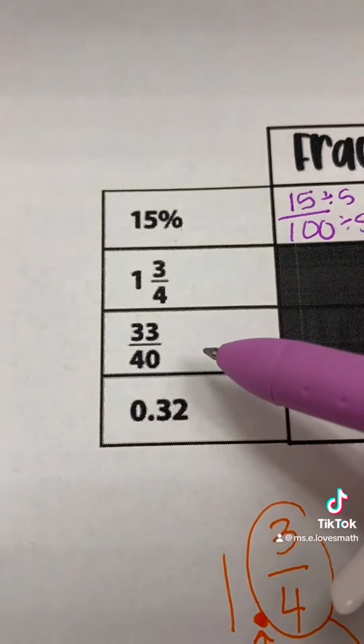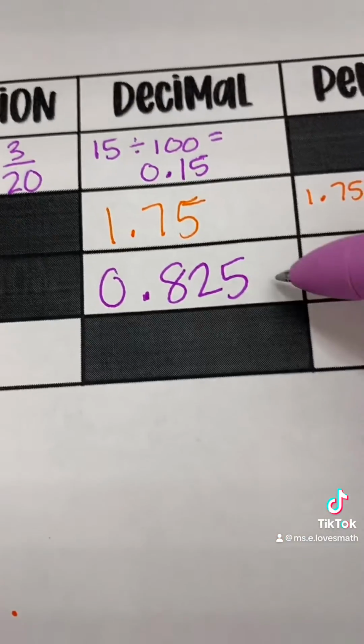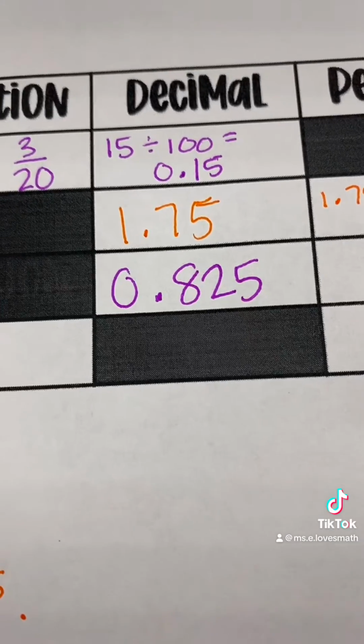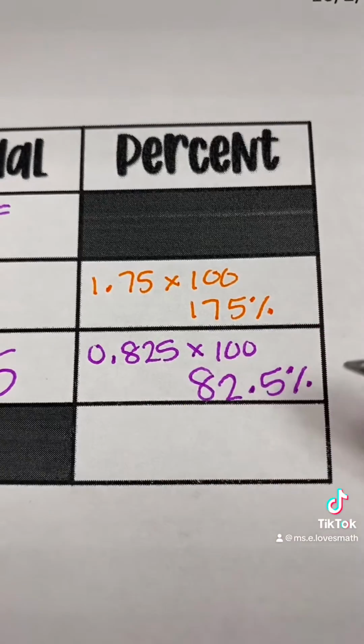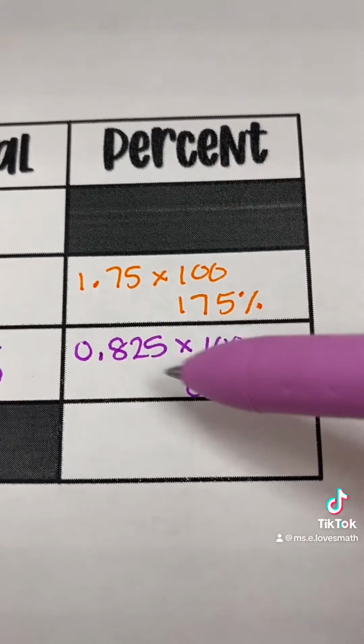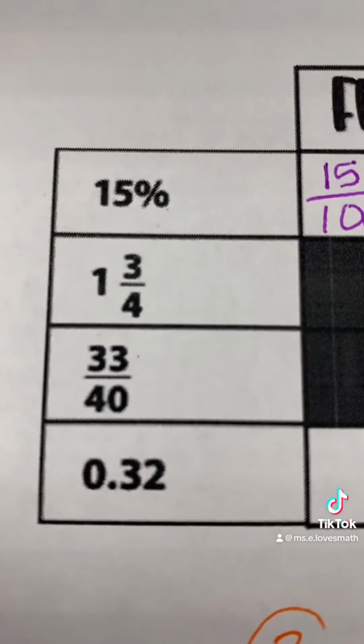To turn this fraction into a decimal, take 33 divided by 40. We end up with 0.825. We can use that decimal to turn our fraction into a percent. So we take that decimal, times it by 100, and 82.5% is equivalent to 33/40ths.